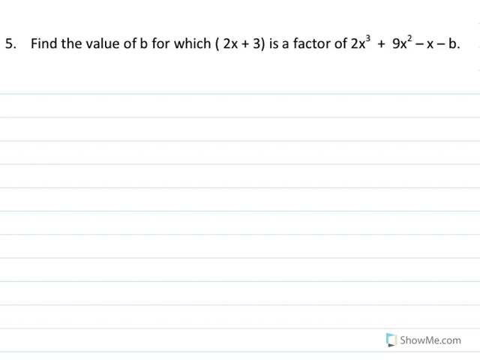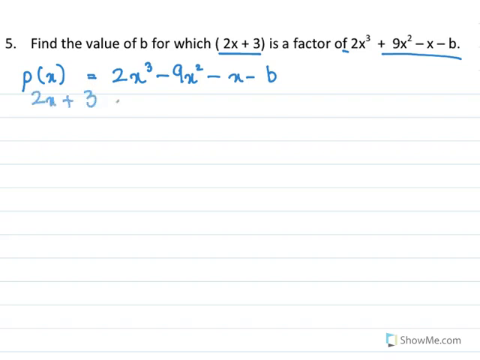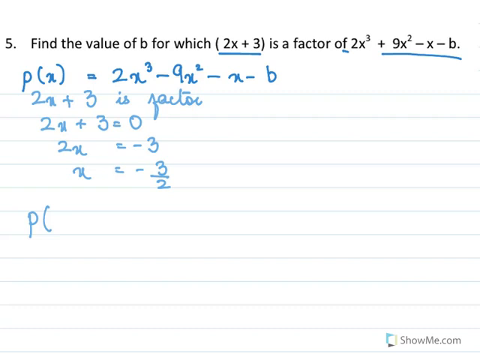Find the value of b for which 2x plus 3 is a factor of the polynomial. So we have p of x equal to 2x cube minus 9x square minus x minus b, and it is given to us that 2x plus 3 is a factor. If 2x plus 3 is a factor, we can say 2x plus 3 equals 0, 2x equal to minus 3, x equal to minus 3 by 2. So p of minus 3 by 2 will be equal to 0.